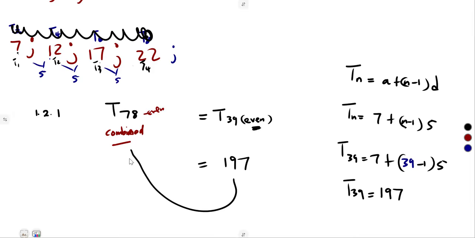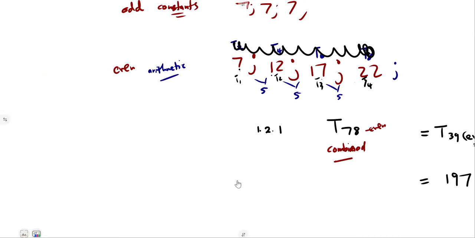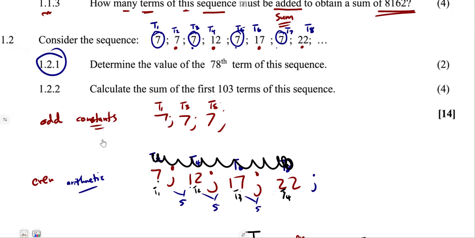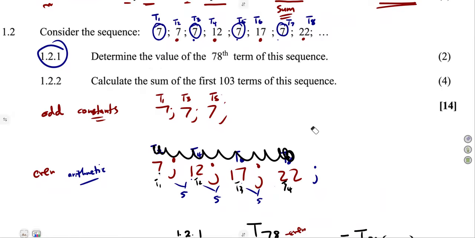But that is the same as T78 when it is a combined sequence, because on a combined sequence, that's where you're stating this as 246. So it will be corresponding to the 78 position. So this is one and the same thing. Here, it is according to the 39th position from the even terms only. You're just considering the even terms, not as a combined sequence. Once you can understand this, guys, you will be able to answer any question under these combined sequences.